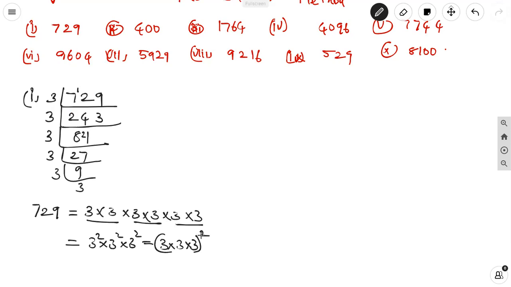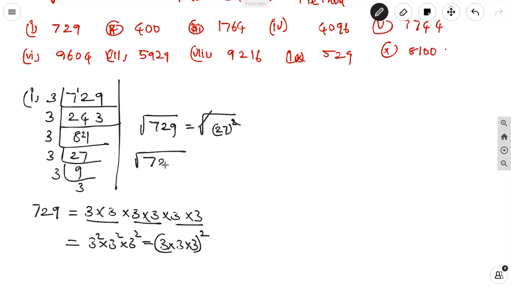3 3s are 9, 9 3s are 27. So the square root of 729 is equal to the square root of 27 whole square. The square and the square root get cancelled. Therefore, the square root of 729 is 27.